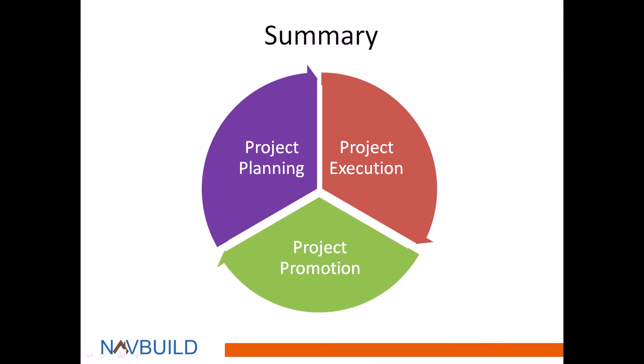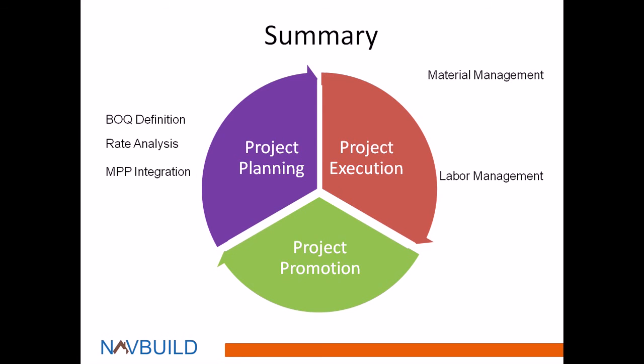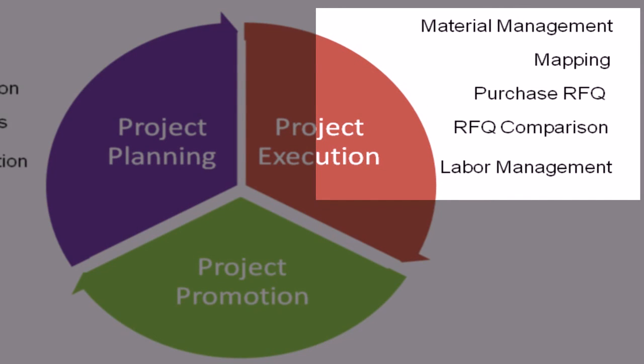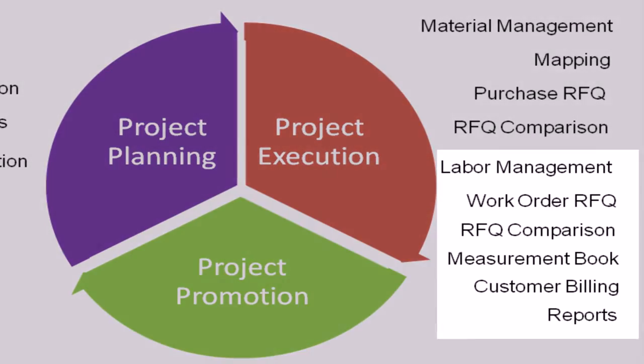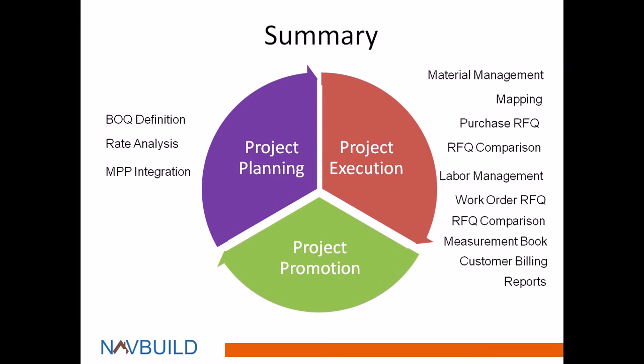To quickly summarize the areas covered, we started off with project planning, under which BOQ definition, rate analysis and Microsoft Project integration were discussed. Under project execution, we saw material management and labor management, in which material management covered mapping, purchasing, RFQ and quote comparison, and in labor management we have covered work order, RFQ, quote comparison, measurement book entry, customer billing and a few reports. Project promotion will be the second version of NavBuild, which will be released shortly.